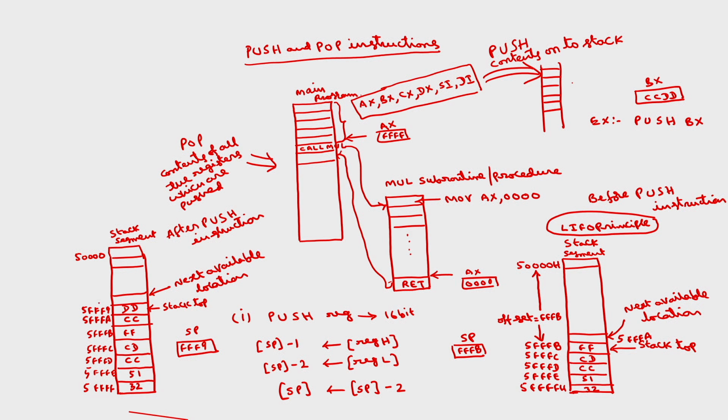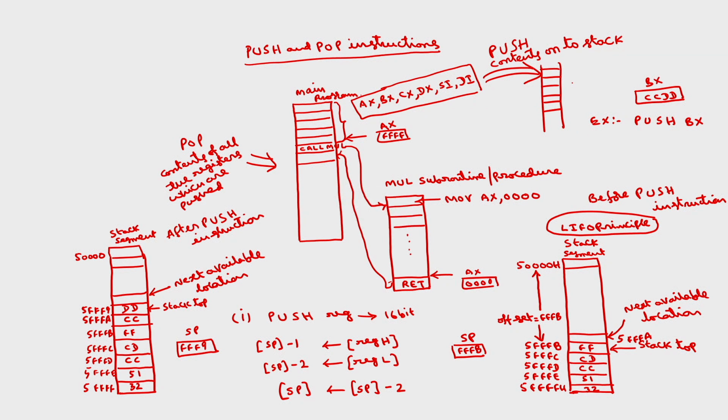So, the contents of the stack pointer have to be transferred to the lower order register, and the contents of stack pointer plus 1 have to be transferred to BH. Then what happens? Once this DD is transferred and CC is transferred, now what will be the contents? The stack top becomes again the same old FF, the same thing. And what will be the stack pointer? FFFB. So when compared to this FFF9, what is FFFB? This is equal to this plus 2.